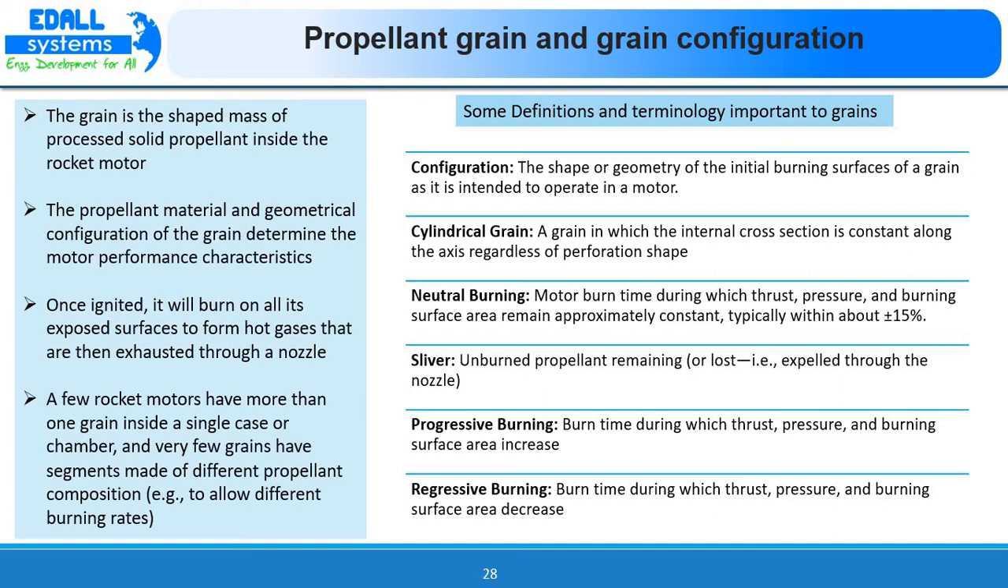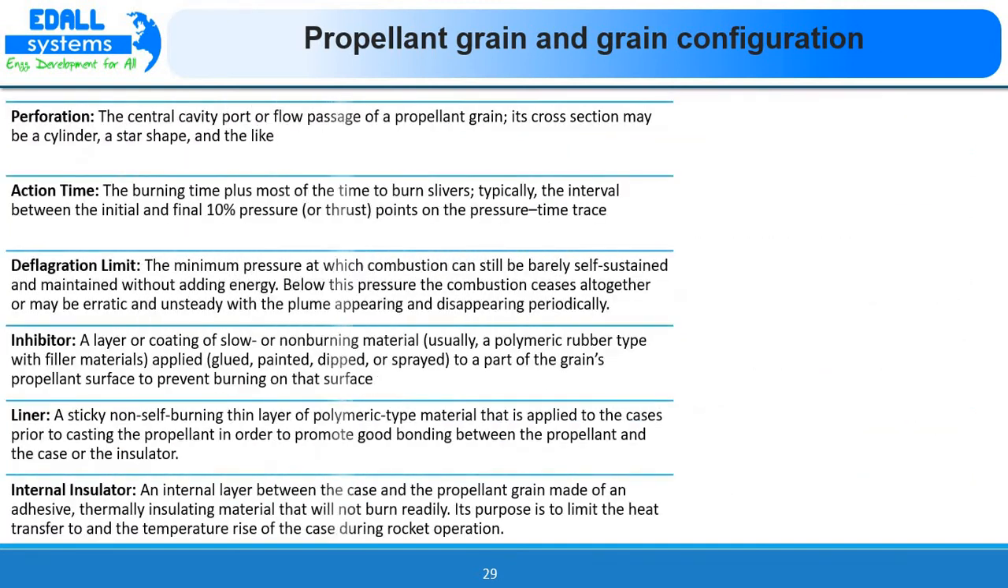Sliver is nothing but unburnt propellant remaining or lost that is expelled through the nozzle. Then progressive burning is burn time during which thrust, pressure and burning surface area increase. Regressive burning is the burn time during which thrust, pressure and burning surface area decrease. So these are some certain definitions and terminologies. Then perforation is the central cavity, port or flow passage of a propellant grain. Its cross section may be a cylinder, a star.